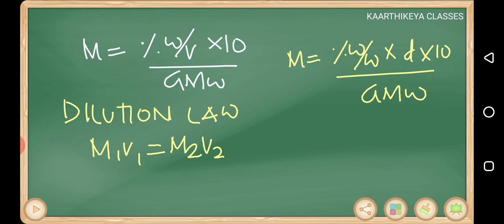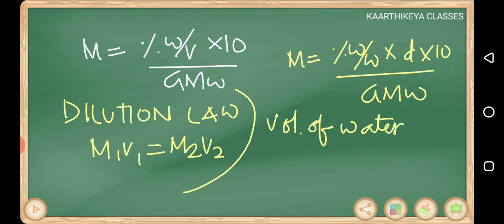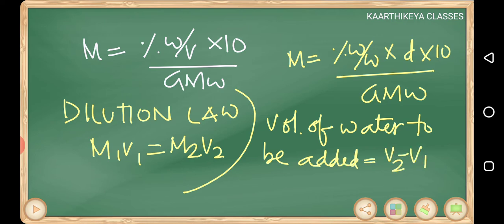Fine. One other law is, what is the volume of water to be added? In dilution, beta, the volume of water to be added is final volume minus initial volume. V2 minus V1 is the amount of water to be added for dilution. Done.